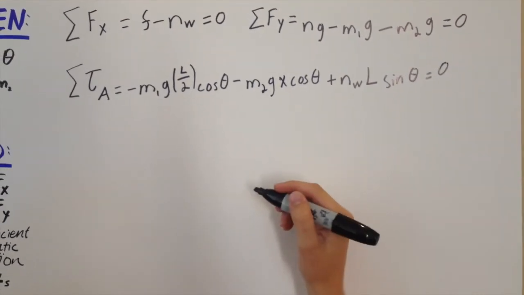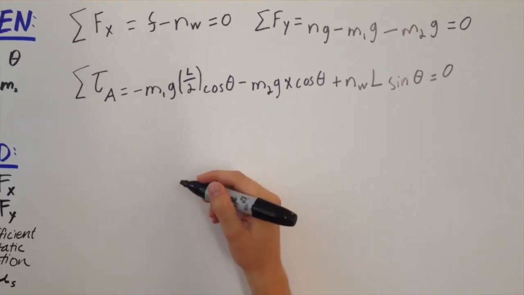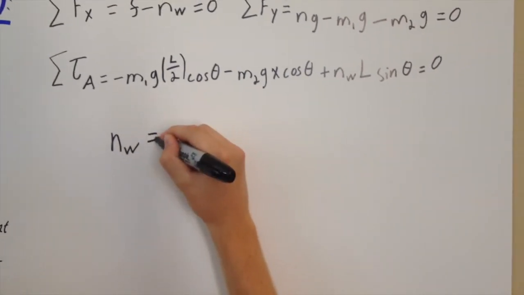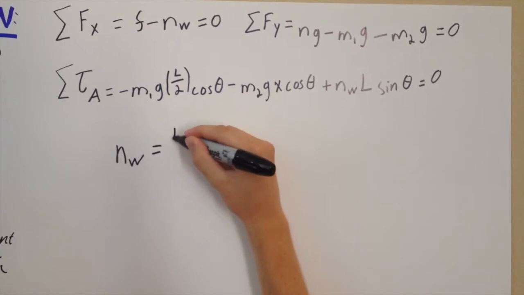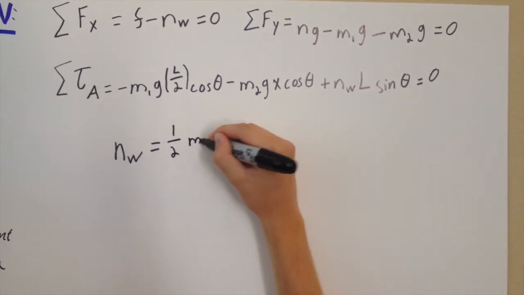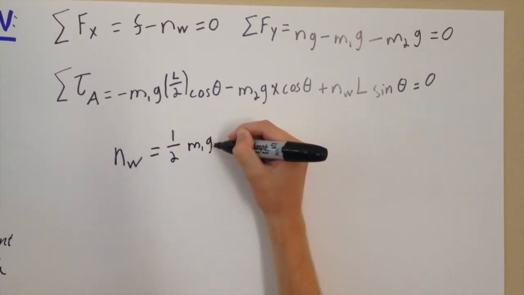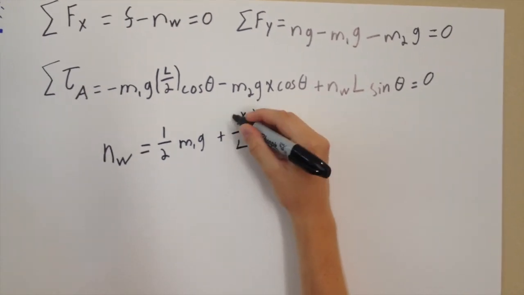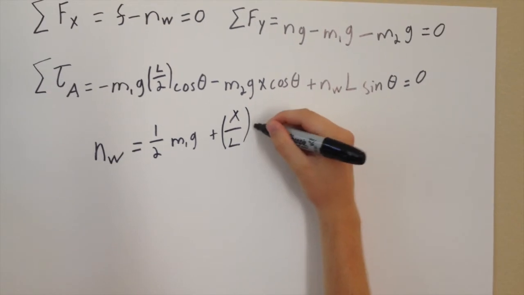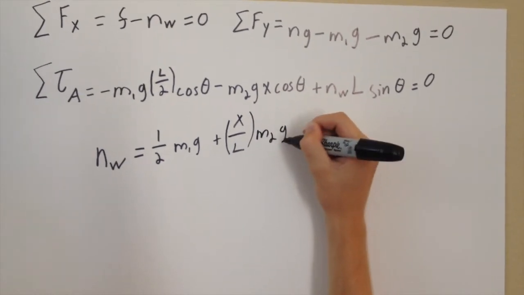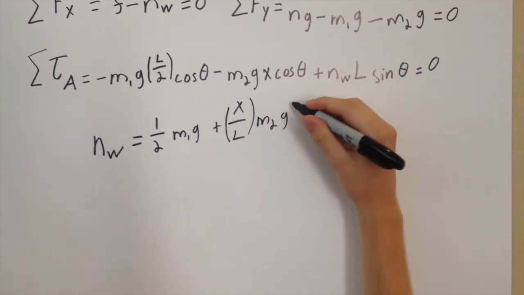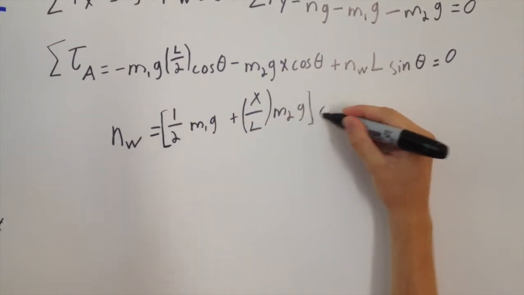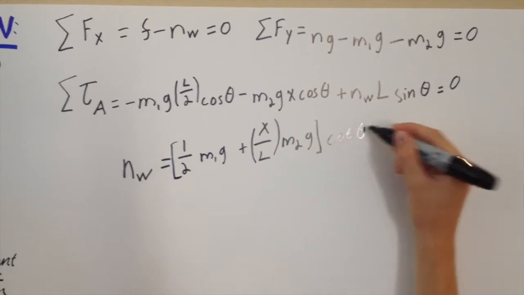Using some basic algebra, we find that the normal force of the wall is equal to 1/2 m1g plus x over L m2g. This is also multiplied by cotangent theta.